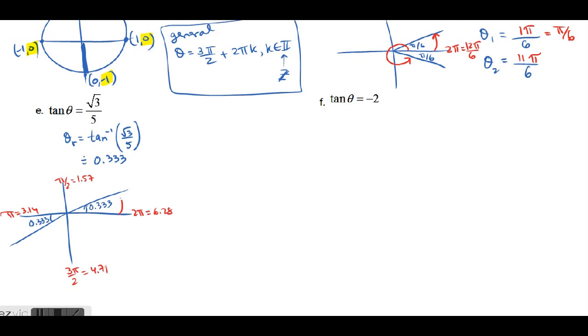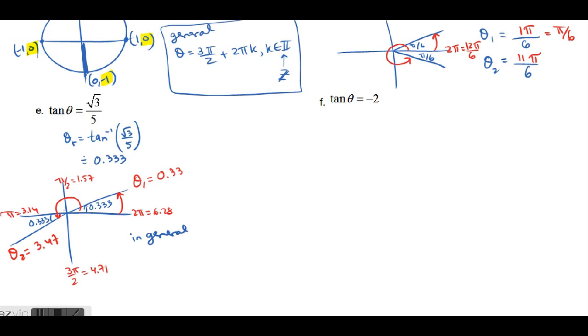So the first revolution is itself 0.333, or let me just keep 2 decimal places. So 0.33 radians. And then the second revolution, we go a straight edge, which is pi, or 3.14, plus the 0.333. So this theta 2 here is 3.47, okay?